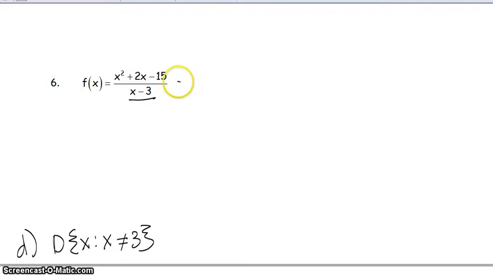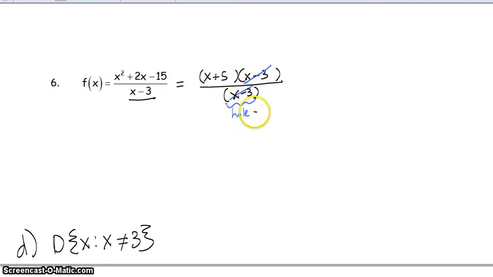Okay. Next thing I'm going to do is factor the top. And when I do that, I get x plus 5 and x minus 3. And sure enough, we have two things canceling out. This means that the x minus 3 represents a hole, not a vertical asymptote. So for part A, what are the vertical asymptotes for this problem? There are none. There's nothing left over on the bottom. There's only one thing on the bottom, and it's a hole.